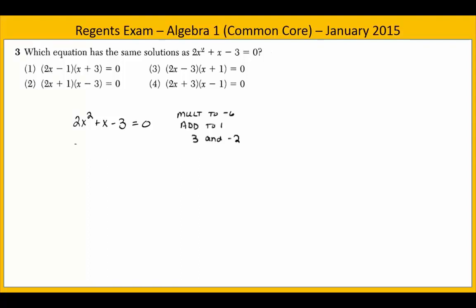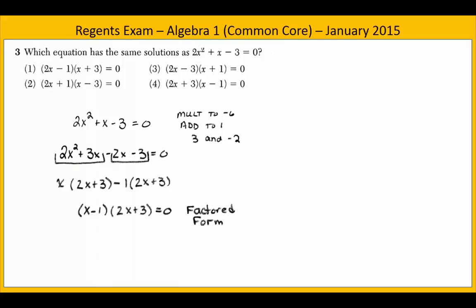We want numbers that multiply to negative 6 and add to 1. Those numbers are 3 and negative 2. We go through the process of factoring, and we find that the factored form is x minus 1 times 2x plus 3. Looking at the choices carefully, I notice that choice 4 is the same equation, and so I can choose my answer, choice 4.